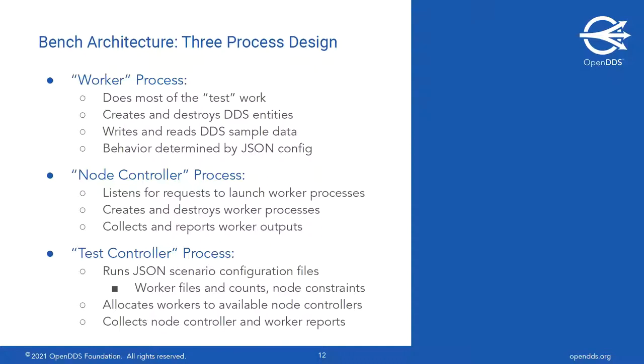The second process, the node controller, can be thought of as a daemon for launching and managing worker processes. It accepts requests to launch workers, and it sets up temporary workspaces for them. It spawns the process, and then it manages cleanup as necessary. But it also collects the reports from the workers and the logs that might have been generated by the worker processes, and it publishes those back out into DDS for anyone who's interested.